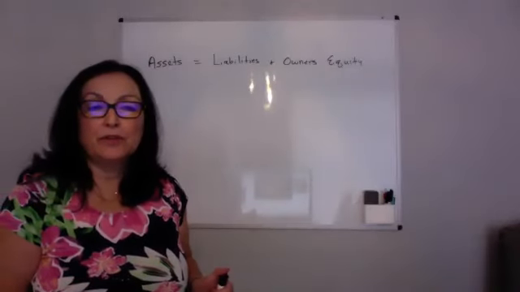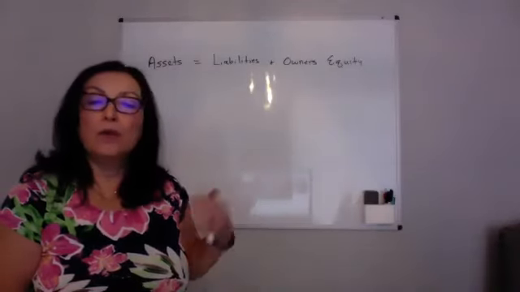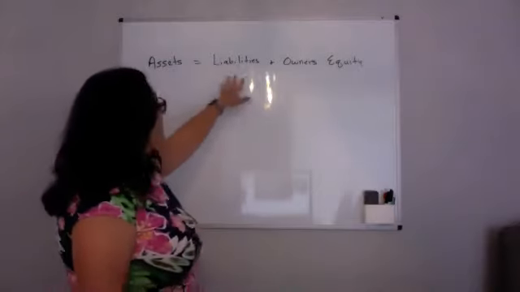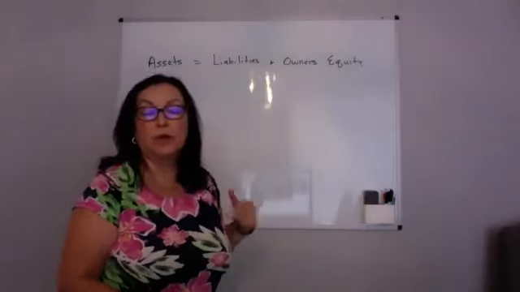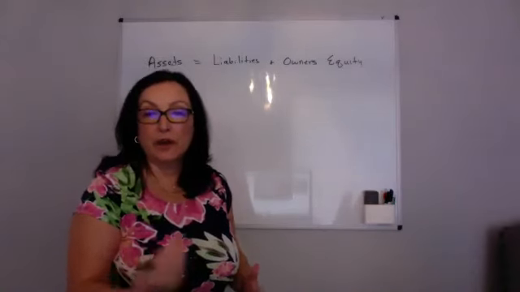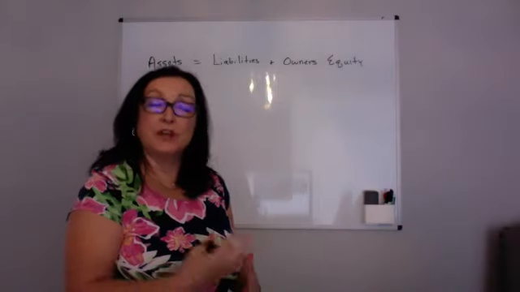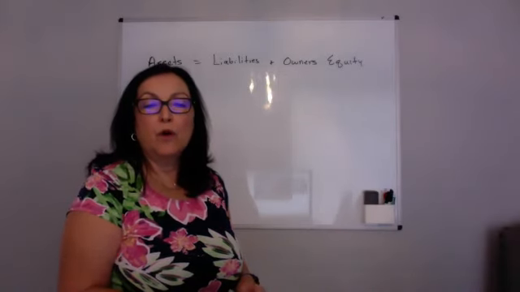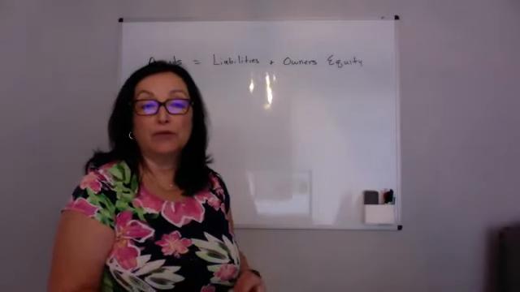Hello, Professor Hunter here. Now that we know the accounting equation, assets equal liabilities plus owner's equity, there are still a few more things that we need to know before we can start writing our journal entries. Definition type items. So one, we have to start to learn about debits and credits.